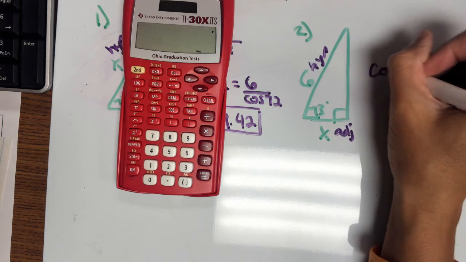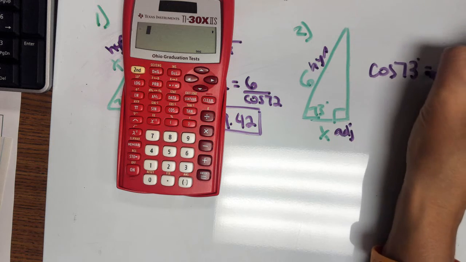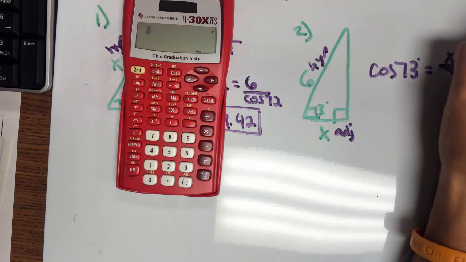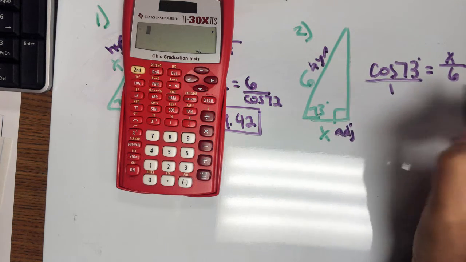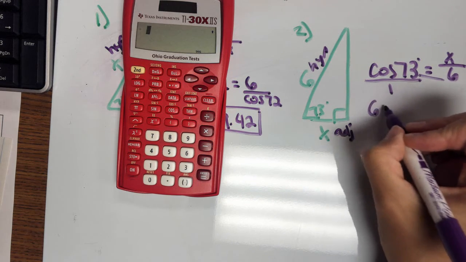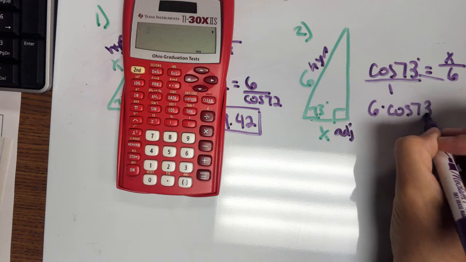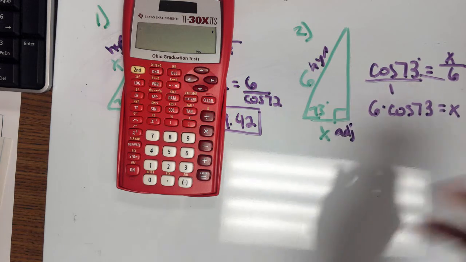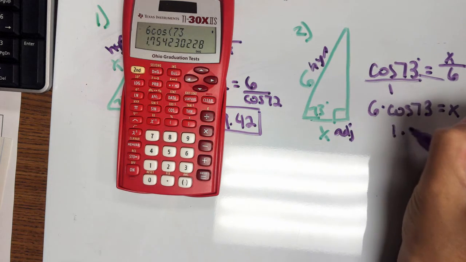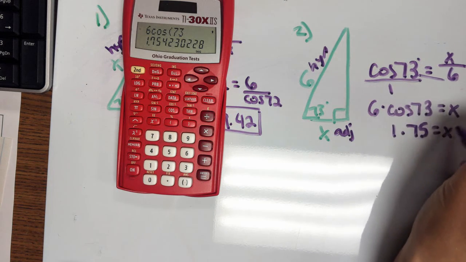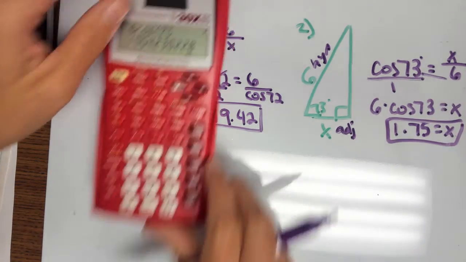So we're still doing cosine of my angle is equal to adjacent over hypotenuse. So it's just the reverse. Remember, put it over 1. Cross multiply, so 6 times cosine of 73 is equal to X. So I'm just going to type that in. 6 cosine 73. 1.75 is my final answer. So there you guys have it.